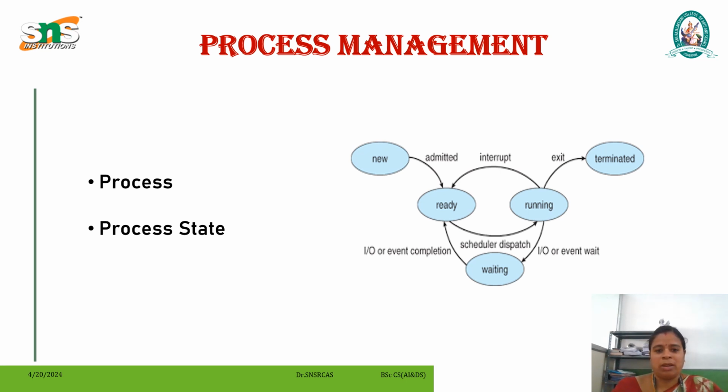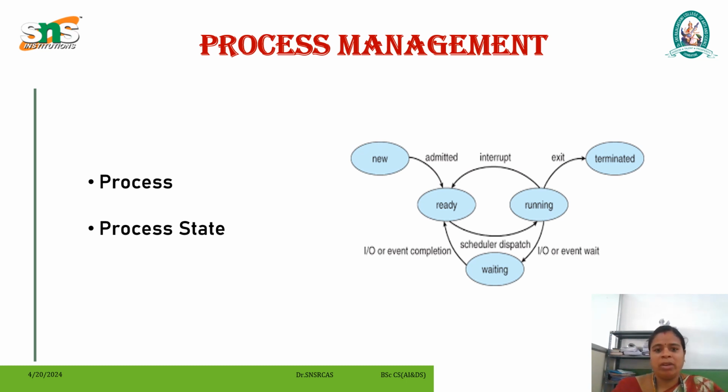Next one, process state. Process state is nothing but, as the process executes, it changes state. The state of the process is defined in part by the current activity of the process. A process may be in one of the following states. First one, new. The process is being created. Next one, running. Running is nothing but instructions are being executed.